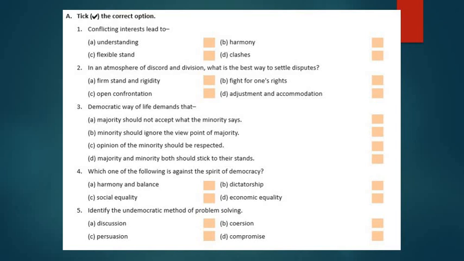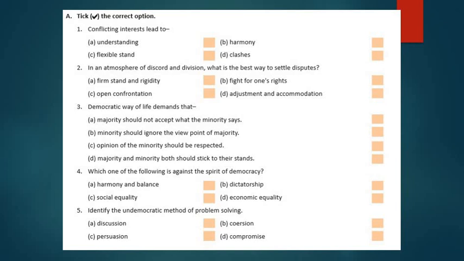Section A, question 1. Tick the correct option. Question 1. Conflicting interest leads to, what does it lead to? It leads to clashes. When the interests are conflicted, it leads to clashes. That is option D. The second, in an atmosphere of discord and division, what is the best way to settle disputes? The best way is adjustment and accommodation. Again, that is option D.